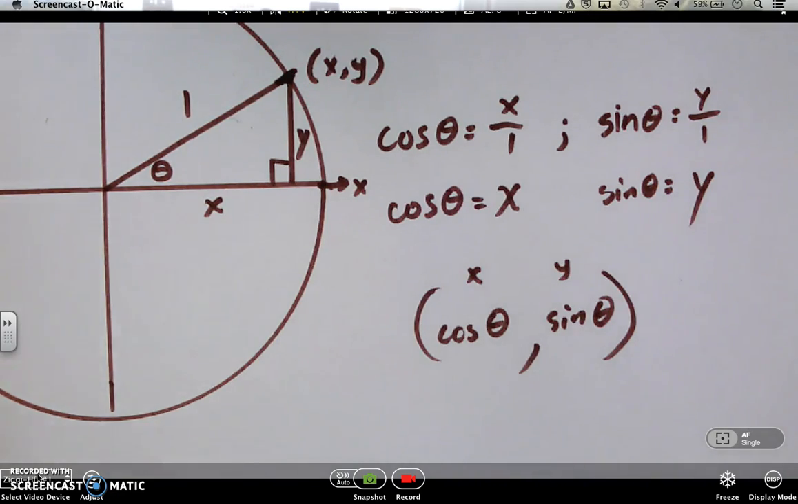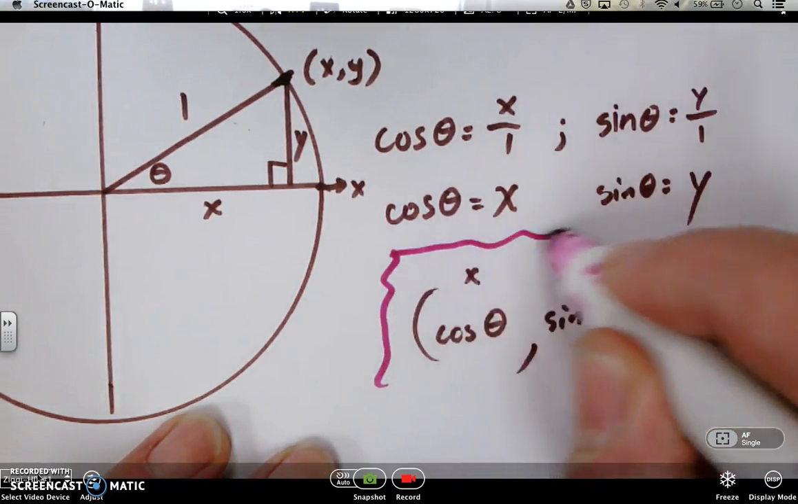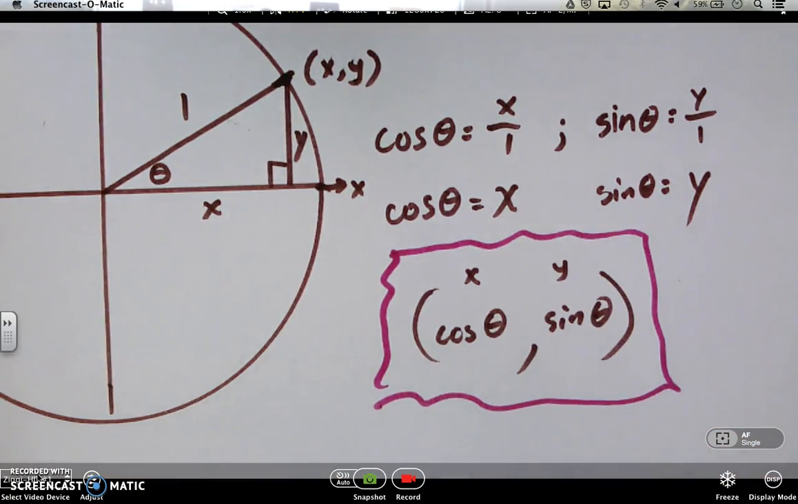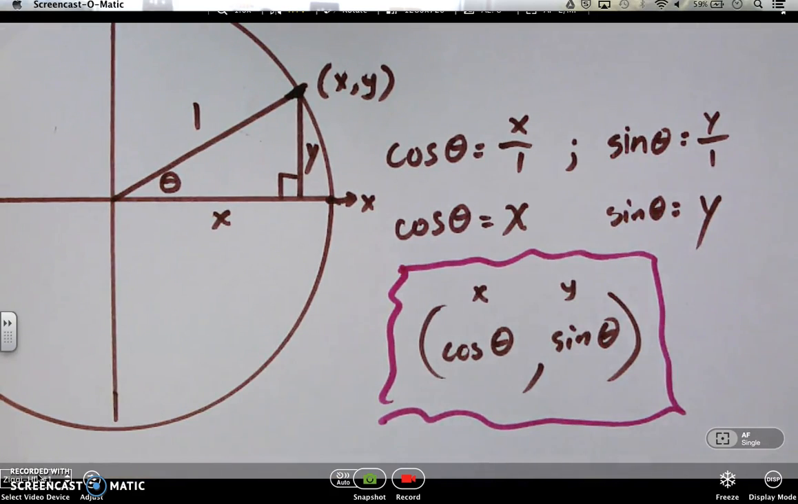So, this is important. Let's put a box around this. This is critical. Okay? So if this part doesn't make sense, watch it again or ask me questions in class to explain this, because this is critical.